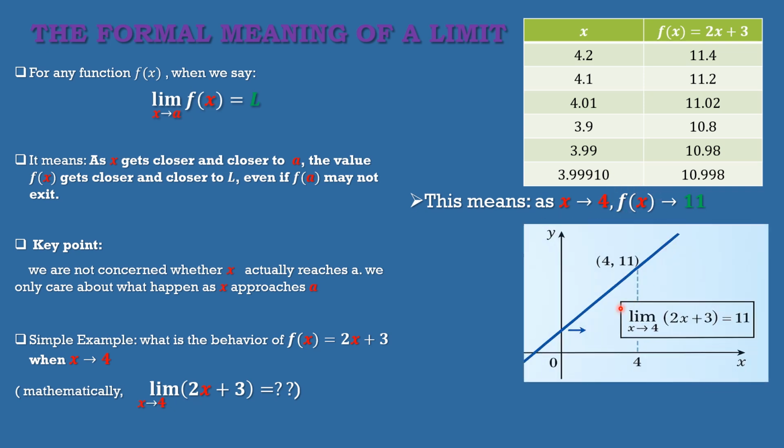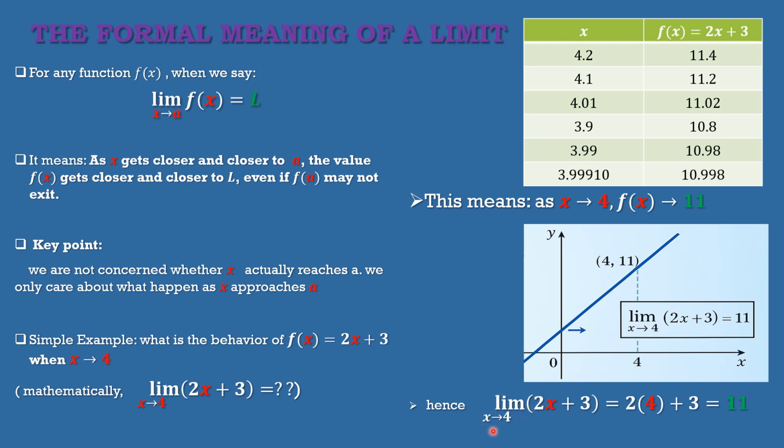So now look at this particular graph. Here the direction is indicating that x is getting closer to 4. So when x gets closer and closer to 4, and you use a magnifying lens to examine the behavior of this function, you are going to realize that the function gets closer and closer to 11. Good. That is how it behaves.